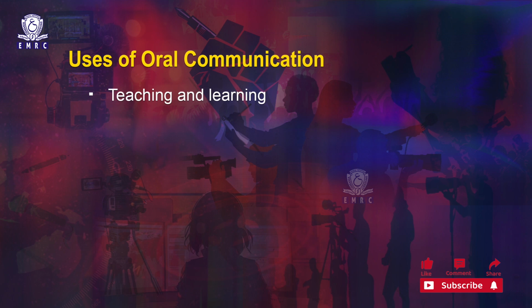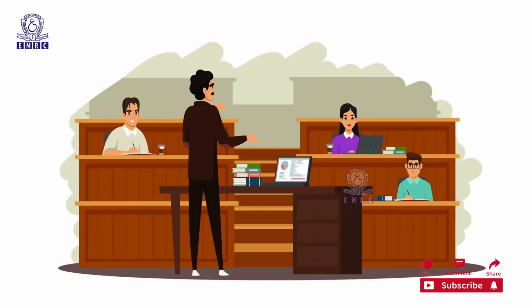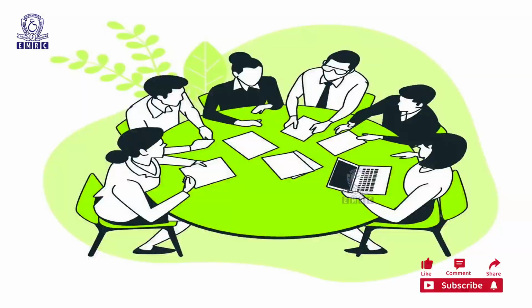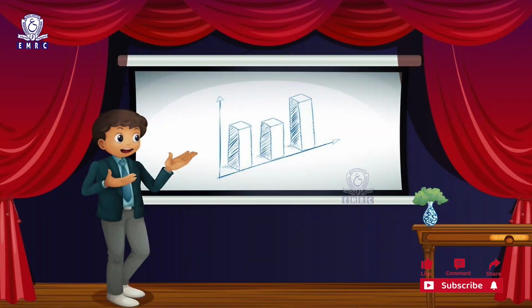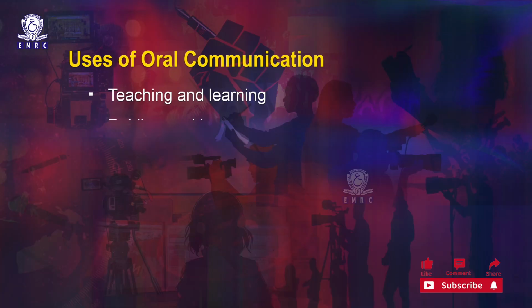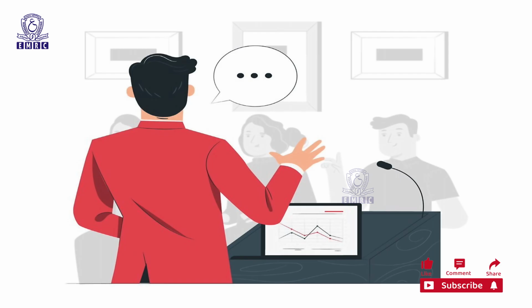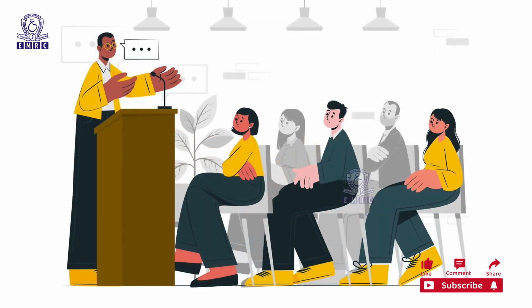Teaching and learning: in educational settings, oral communication is central to the teaching and learning process. Lectures, classes, discussions and student presentations are examples of how spoken words convey information and knowledge. Public speaking: public speaking is a specific form of oral communication that involves addressing a larger audience. This skill is valuable in various contexts, including conferences, seminars and community events.